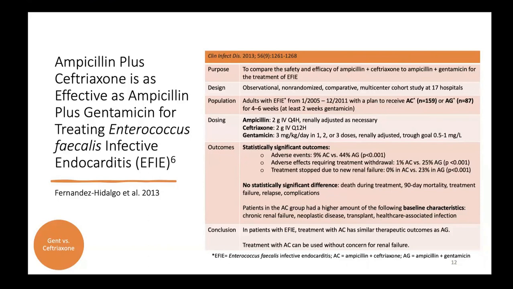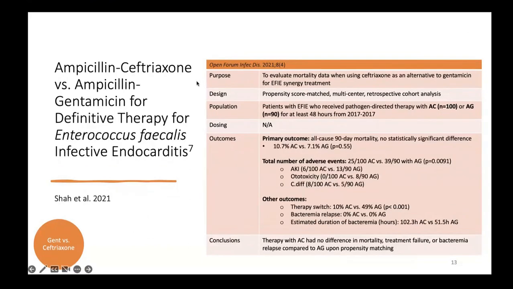But this article concluded that in patients with Enterococcus faecalis endocarditis, treatment with ampicillin ceftriaxone does have similar therapeutic outcomes as gentamicin, and that treatment with ampicillin and ceftriaxone can be used without concern for renal failure. So this brings us to this next study, which was done in 2021, and they were wanting to really evaluate mortality data as their primary outcome when using ceftriaxone as an alternative to gentamicin for synergy.